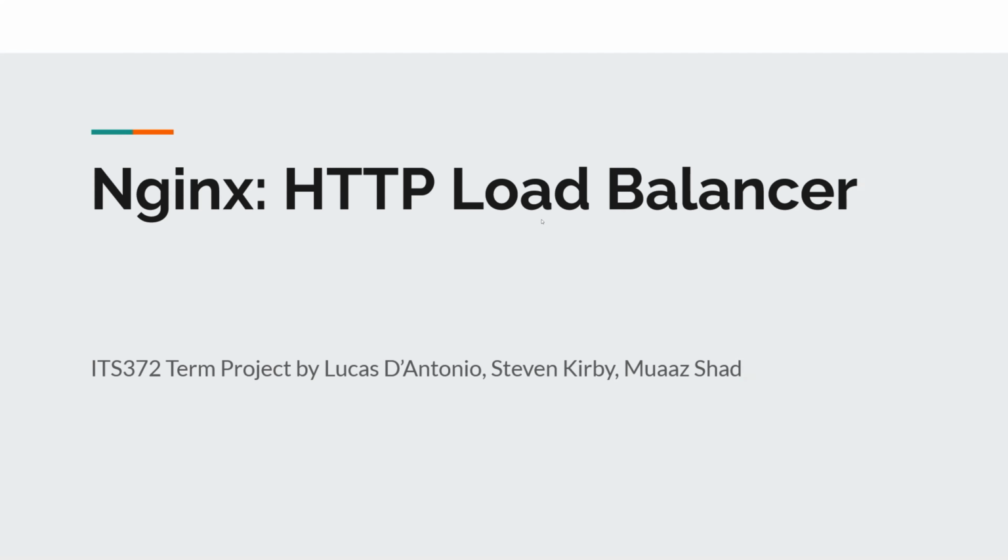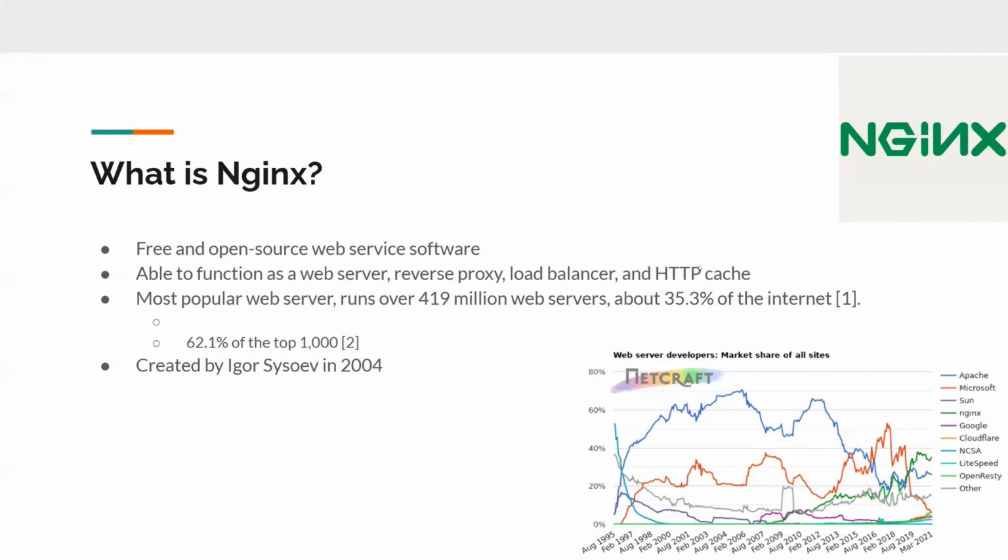Okay, so our project was configuring Nginx to be an HTTP load balancer. And I'll let Steve give you the overview here. So what is Nginx? It's a free and open source web server software. It's able to function as a web server, reverse proxy, load balancer, and an HTTP cache. It's the most popular web server, running about 419 million web servers, which is just over a third of the internet. And it was created in 2004.